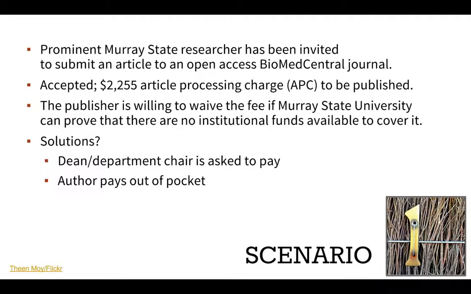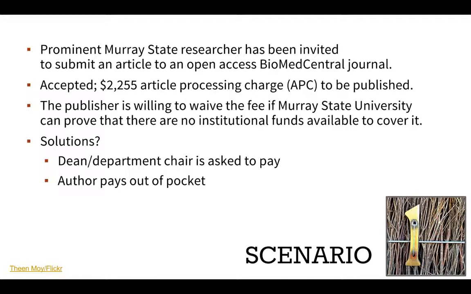In our first scenario, a prominent Murray State researcher was invited to submit an article to a journal published by BioMed Central. That's a publisher based in the United Kingdom that has a suite of 272 peer-reviewed open access journals. The journal in question has been rated in the highest quartile in its field since 2009. The article was accepted and the author was asked to pay an article processing charge, or APC, of $2,250. Fees are standard for all of this publisher's journals, but the amount varies.